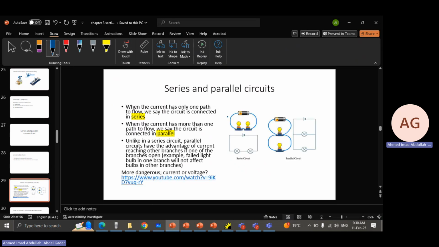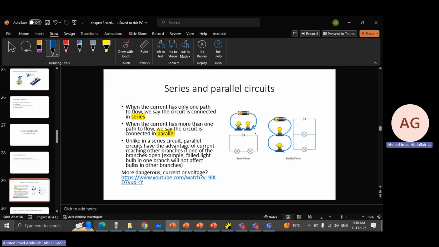Series and parallel circuits. These are the most common circuits you might come across, series and parallel. In a series circuit, the circuit on the left, there's only one path for the current to flow. One of the disadvantages of a series circuit is that if one element, for whatever reason, fails, then the entire circuit will be open and no current will be able to reach any of the other elements. While in a parallel circuit, current has more than one path to flow, meaning if one of the elements fails, this would not stop the current from reaching the other elements.